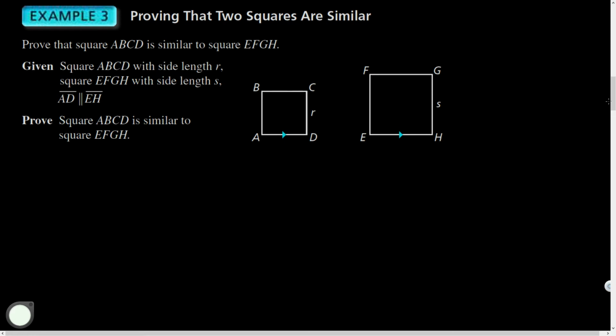What are the angles in a square? They're all 90s, so the angle measures are definitely maintained. All of the side lengths within one square are the same, and so there's definitely going to be a scale factor that would result in the side lengths of one square to the next still being proportional.